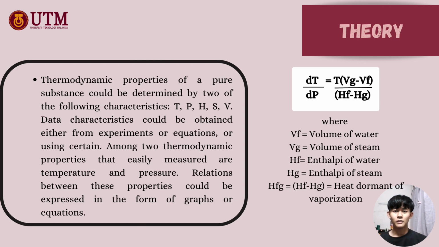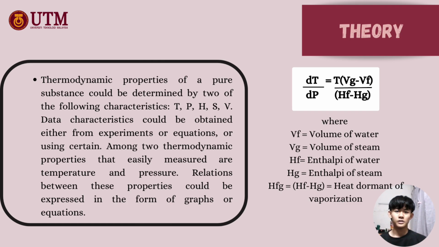The theory of Marcet boiler experiment is that thermodynamic properties of a pure substance could be determined by two of the following characteristics, which are T, P, H, S, and V. Data characteristics could be obtained either from the experiment or equations, or using certain among two thermodynamic properties that are easily measured, which are temperature and pressure. Relations between these properties could be expressed in the form of a graph or equation.